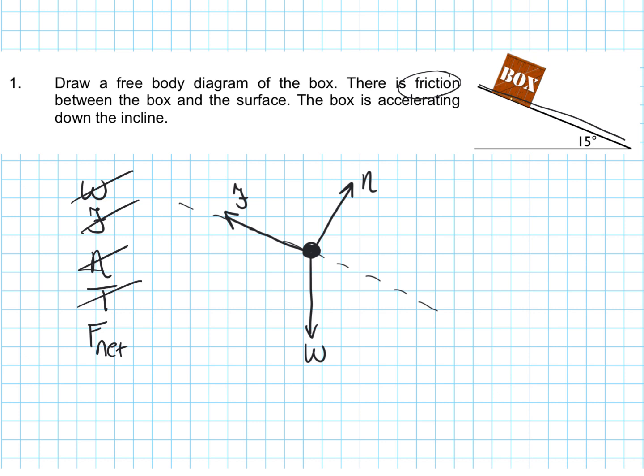Net force, yeah, it's accelerating down the incline, it says. So this is the only vector that doesn't touch the dot. That's the net force. And that's because this isn't a force that acts on the actual box or the body. It's the answer. When you add up all these other forces, you get the F net as the answer. So it always hangs out here kind of in space.